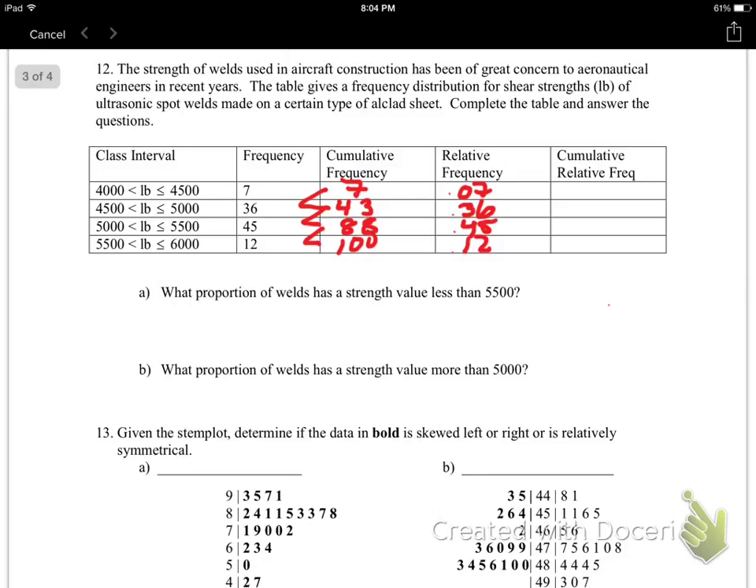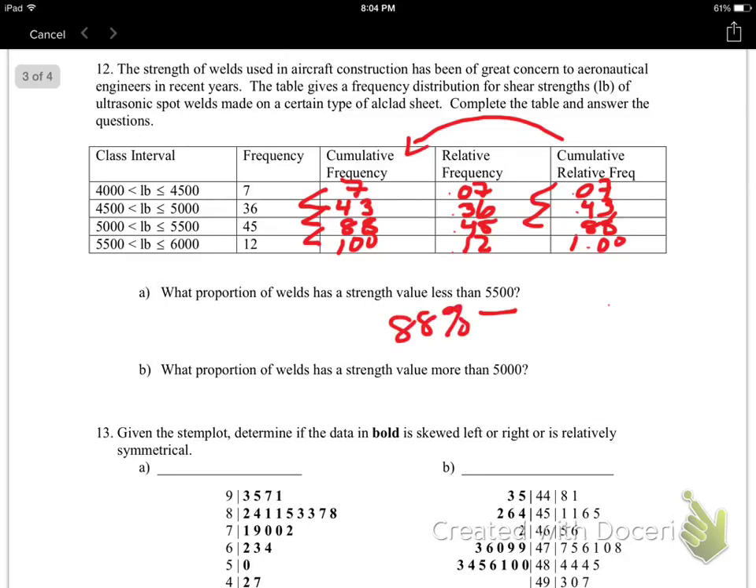Okay, relative cumulative frequency. So I'm going to add as I go. So I get 0.07. Add as I go, I get 0.43, 0.88, 100%. What proportions are less than 55? Deal. So here is 55. They want to know what proportions are less than. So if I go over to here, that's what, 88%.